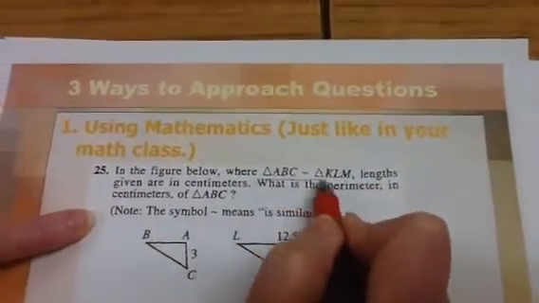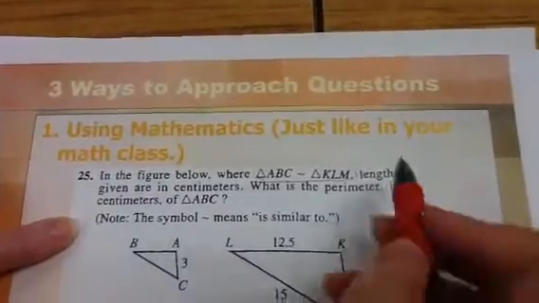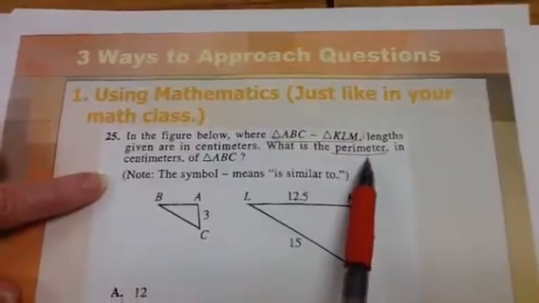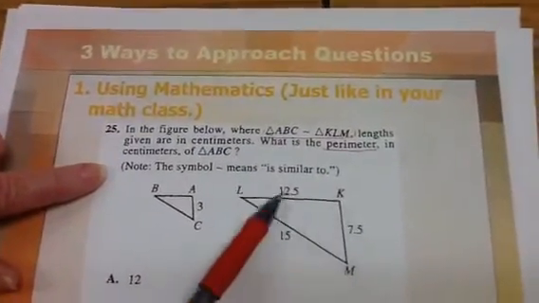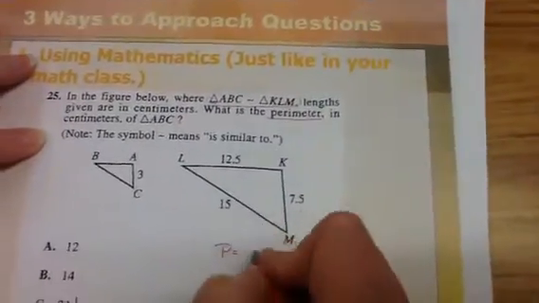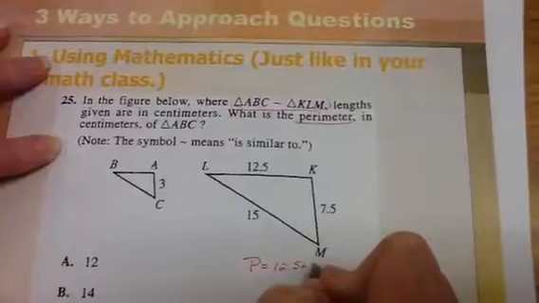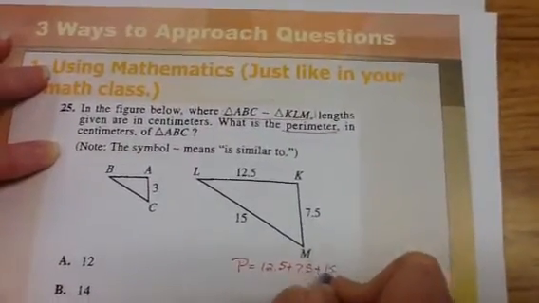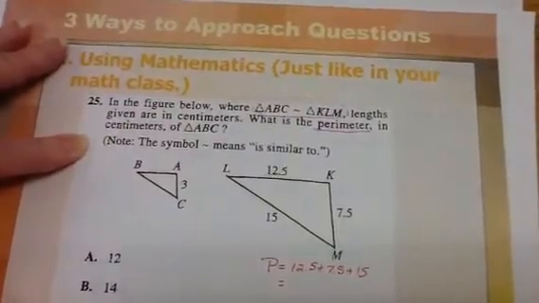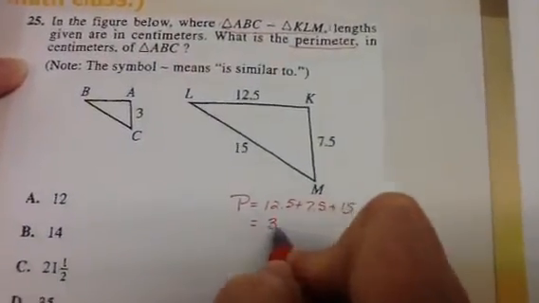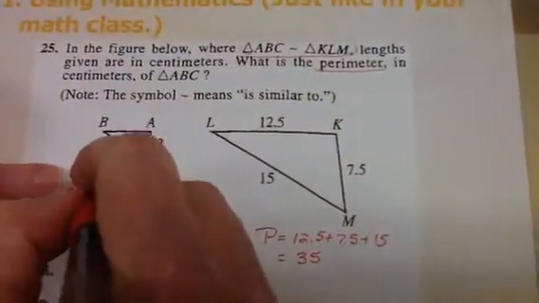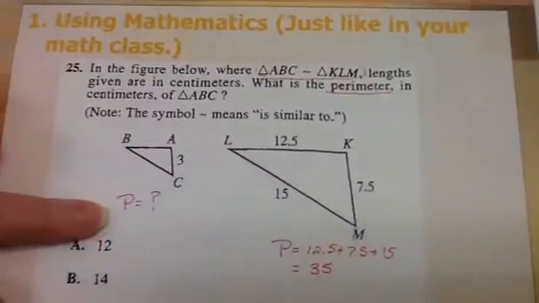The fact that these triangles are similar is important, and they're talking about the perimeter is important. You have to know what perimeter is, and that's the distance around this. So on this triangle right here, the perimeter would be 12.5 plus 7.5 plus 15. And again, you can add that in your head or you can add it on the calculator. I don't care which, but when you add those together, you end up with 35 centimeters. I can't find the perimeter of this little triangle. That's actually what they're asking me to find.